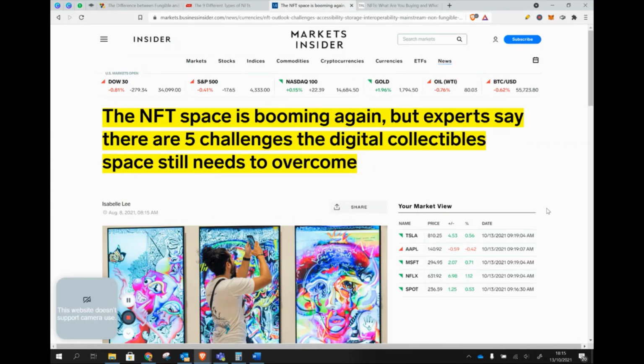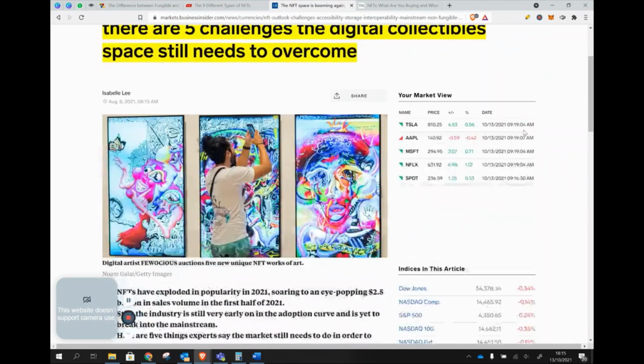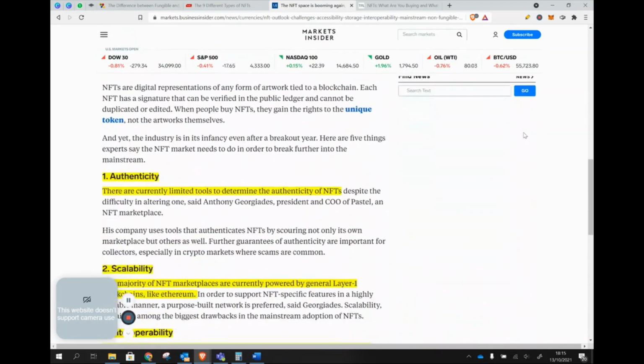Then the NFT space is booming again, but experts say there are five challenges the digital collectible space still needs to overcome. So what are those five challenges?